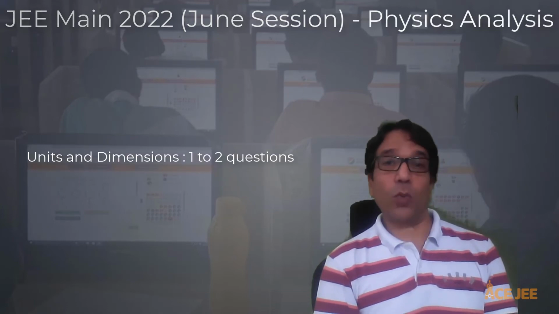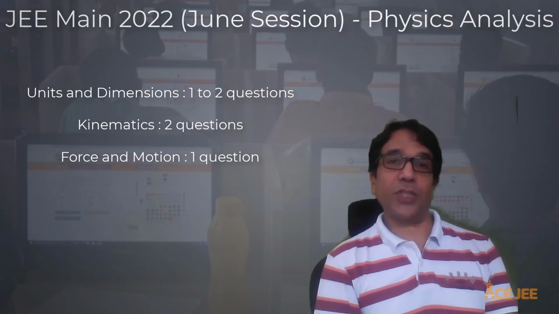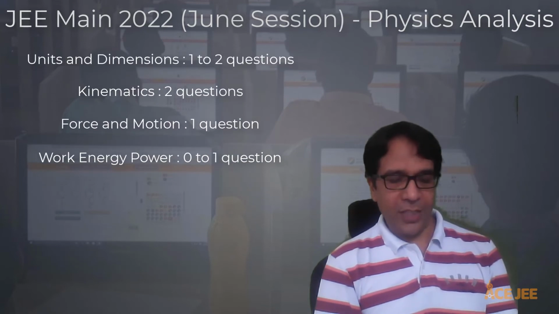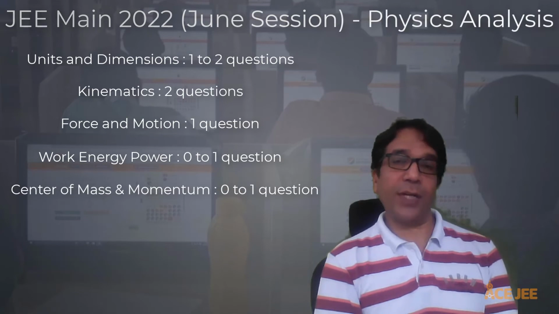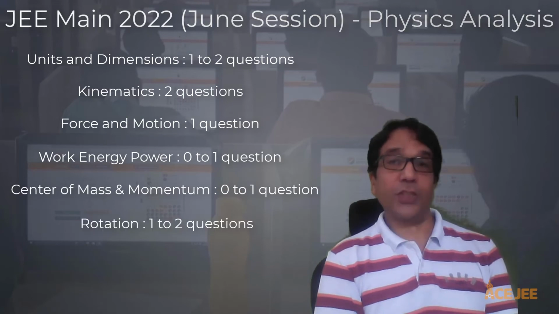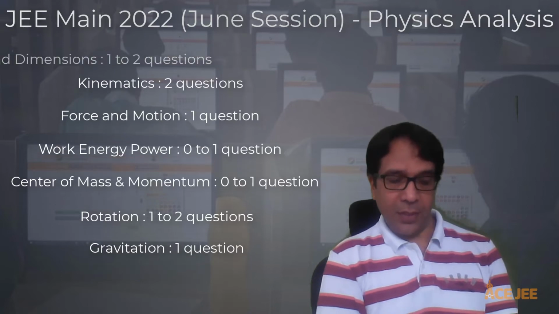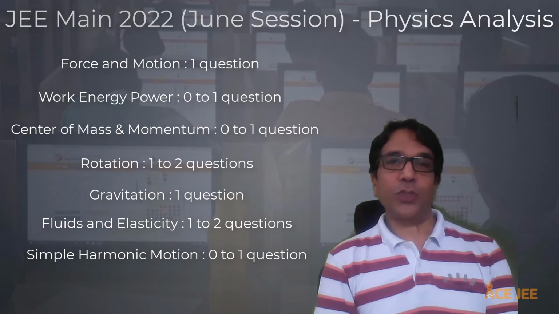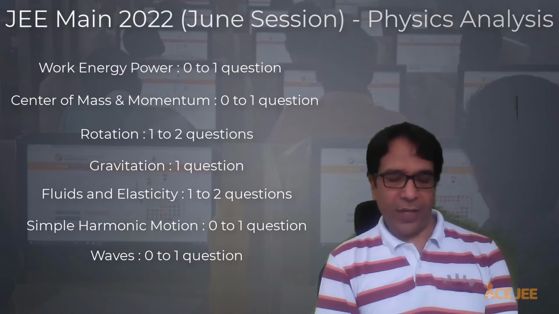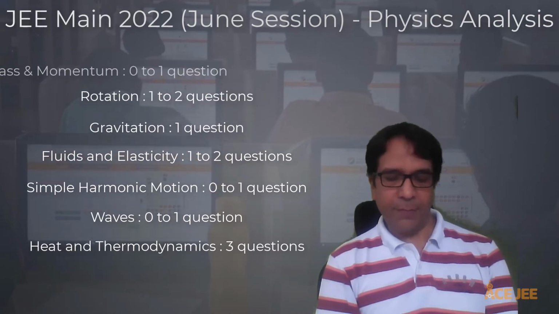Units and dimensions, we got 1 to 2 questions. Kinematics, 2 questions. Force and motion, 1 question. Work energy power, 0 to 1 question. Center of mass and linear momentum, 0 to 1 question. Rotation, 1 to 2 questions. Gravitation, 1 question. Fluids and elasticity, 1 to 2 questions. Simple harmonic motion, 0 to 1 question. Waves, 0 to 1. Heat and thermodynamics, 3 questions.